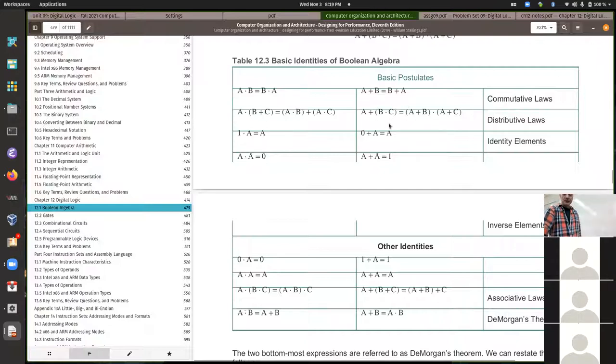You can distribute in a pretty similar way to how you can distribute multiplication over addition. Oh, one thing I forgot to mention, another way that Boolean algebra is similar to standard algebra is that the AND, which we represent by multiplication, has a higher precedence than the OR, right?